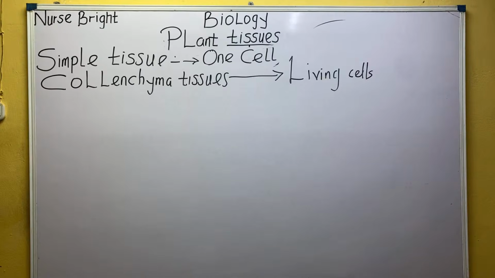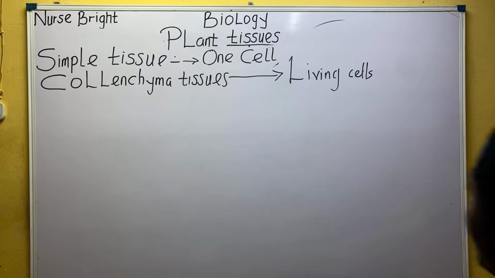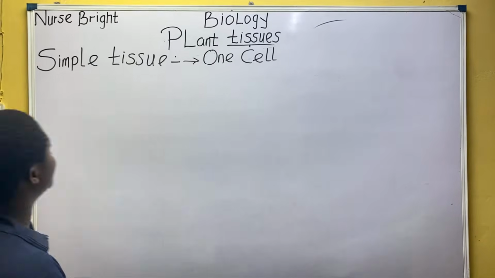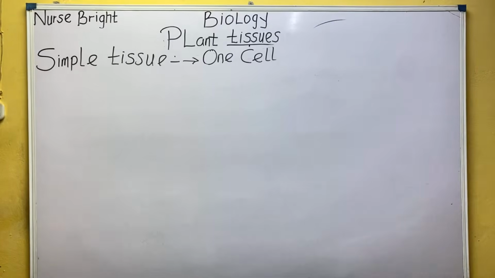Let us talk about another simple tissue, which is a permanent tissue. And this one, we call them the Sclerenchyma. The Sclerenchyma tissues. Note this, please note this. Alright, let's talk about the Sclerenchyma tissues.